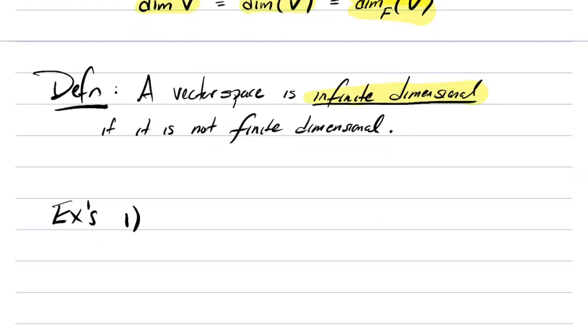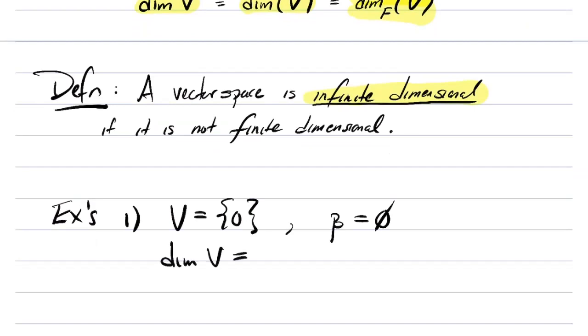Do you remember our example? If V is the zero vector space, it has a basis that's the empty set. So the dimension of the zero vector space is 0. The vector space that contains the 0 vector alone is 0 dimensional.